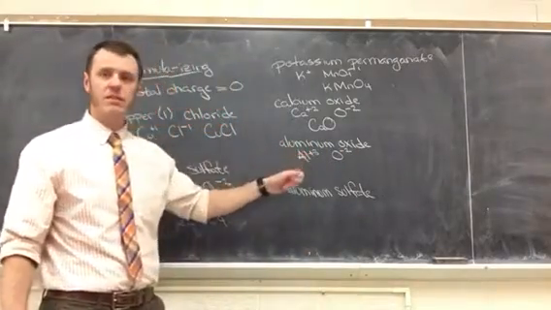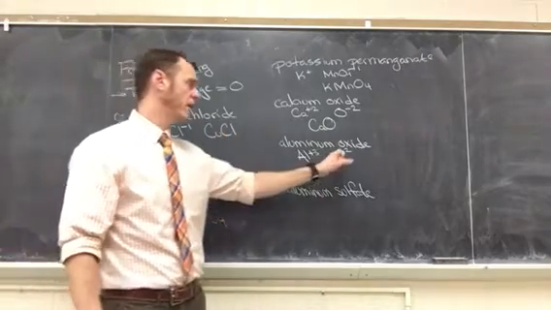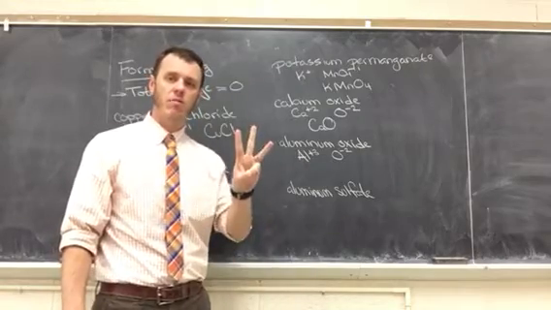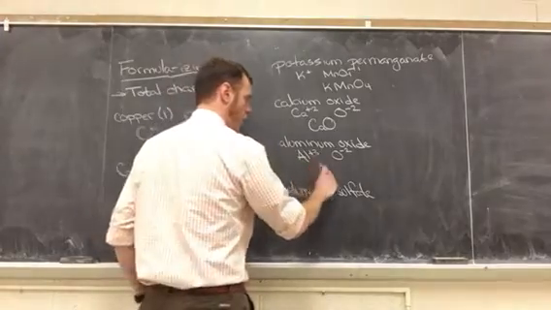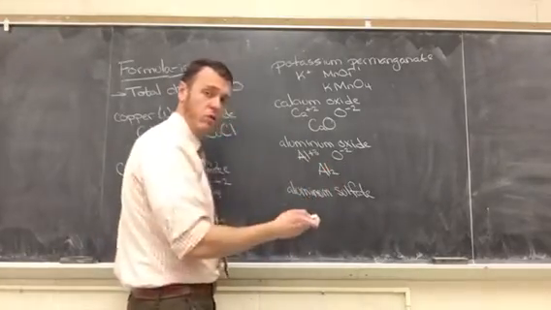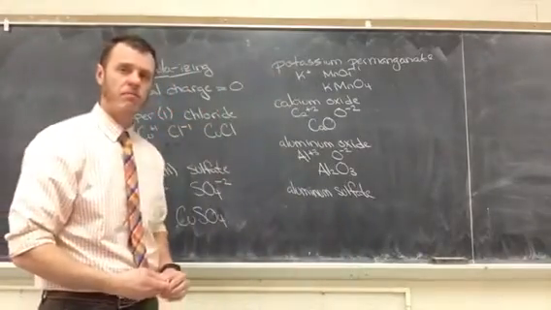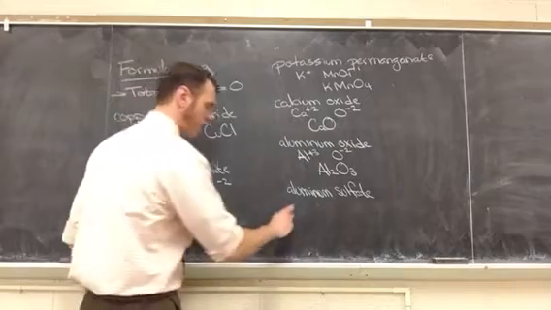In order to get a +6, how many aluminum ions do I need? 2. In order to get a -6, how many oxygen ions do I need? 3. So our formula is going to be aluminum with a 2, because we need 2 aluminums, and 3 oxygens, aluminum oxide. And lastly, we're going to throw aluminum in with a polyatomic ion.